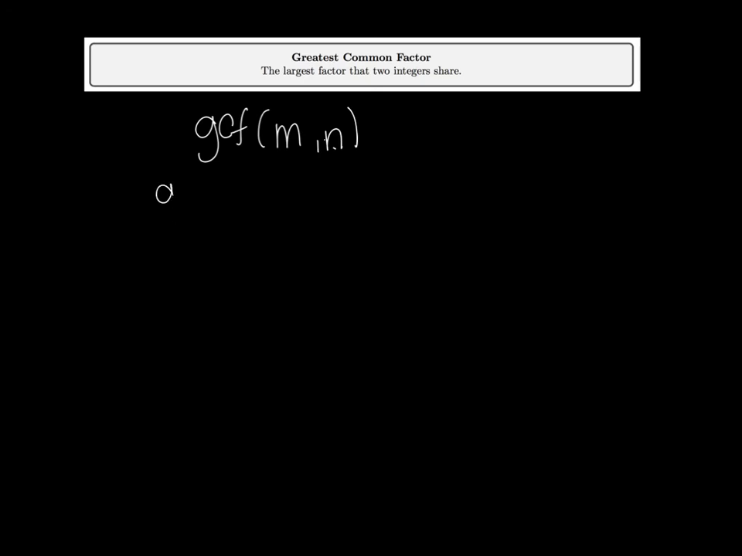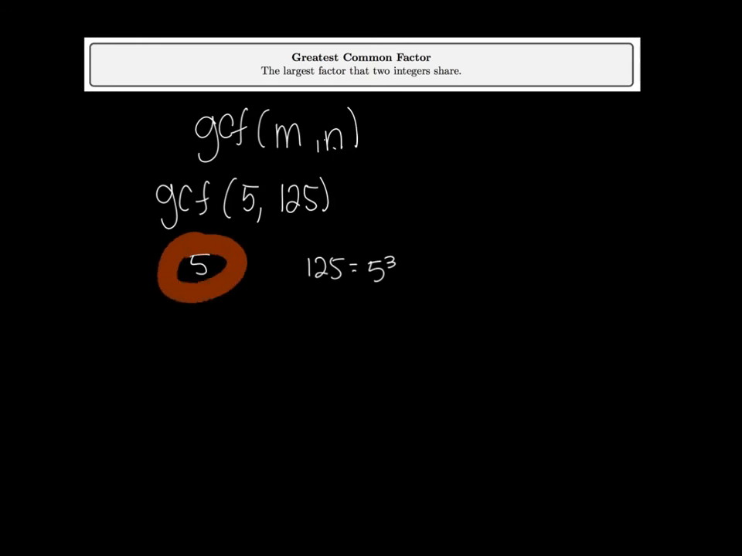So let's look at two numbers. We're going to look at the greatest common factor of 5 and 125. I find it helpful to write each number in terms of its prime factorization. 5 is already prime, and 125 is actually equal to 5 cubed. So the largest factor that they have in common is 5. So we say that their greatest common factor is 5.